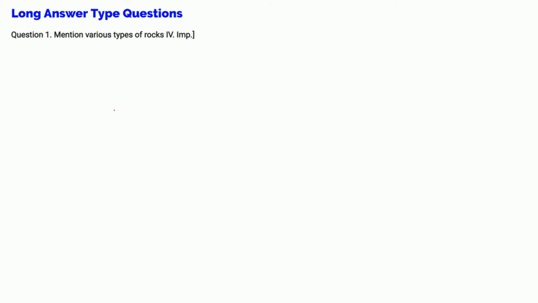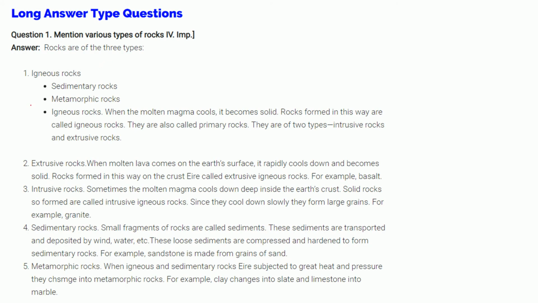Mention various types of rocks. There are mainly three types of rock: igneous rocks, which have various subcategories also, sedimentary rock and metamorphic rock. These are the three main categories. What is igneous rock? When the molten magma cools, it becomes solid. The rocks formed in this way are called igneous rocks. They are also called primary rocks. They are of two types: intrusive rocks and extrusive rocks.